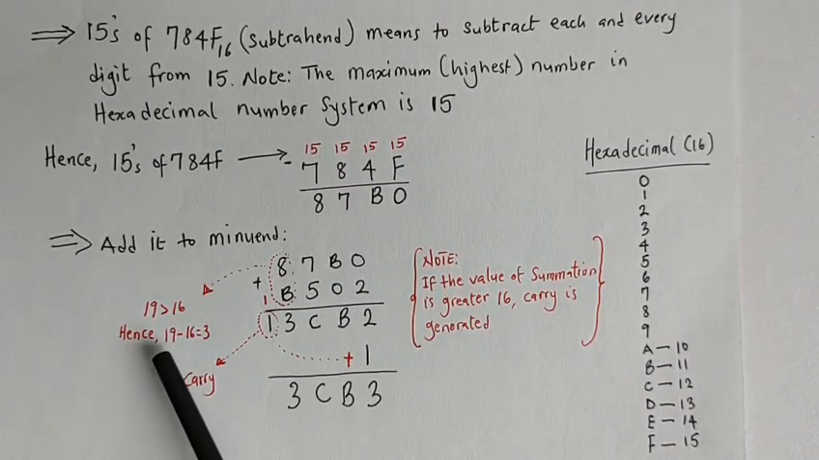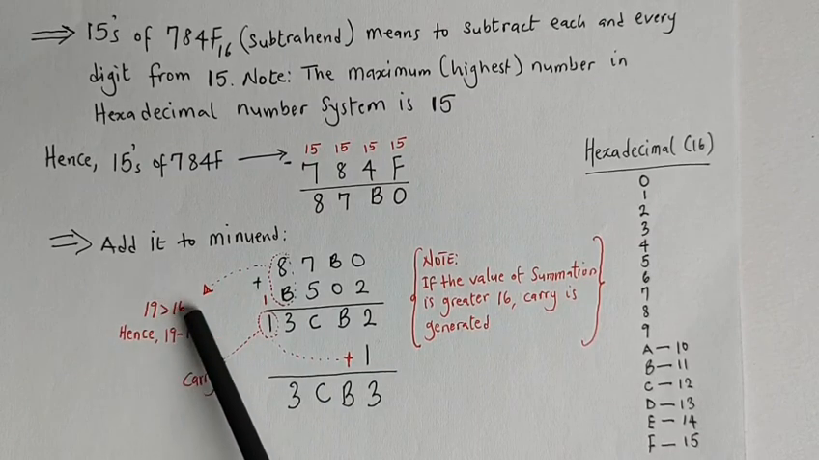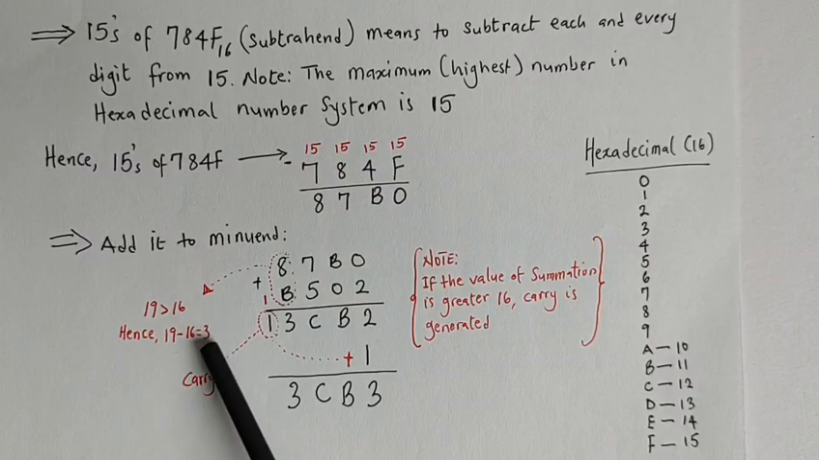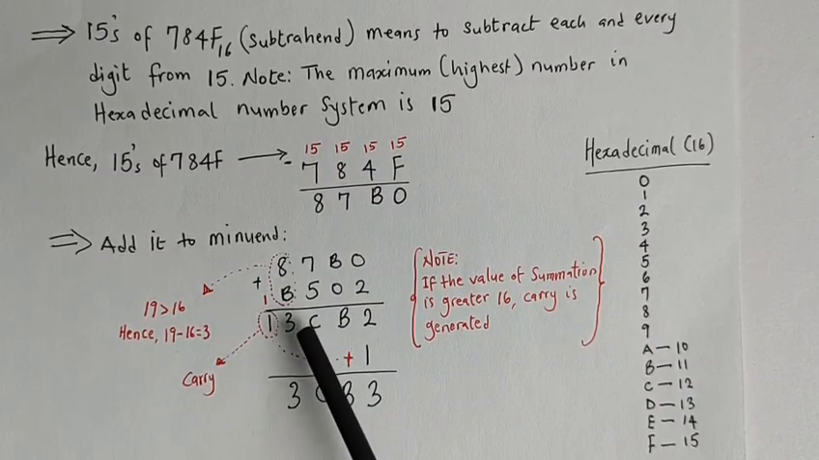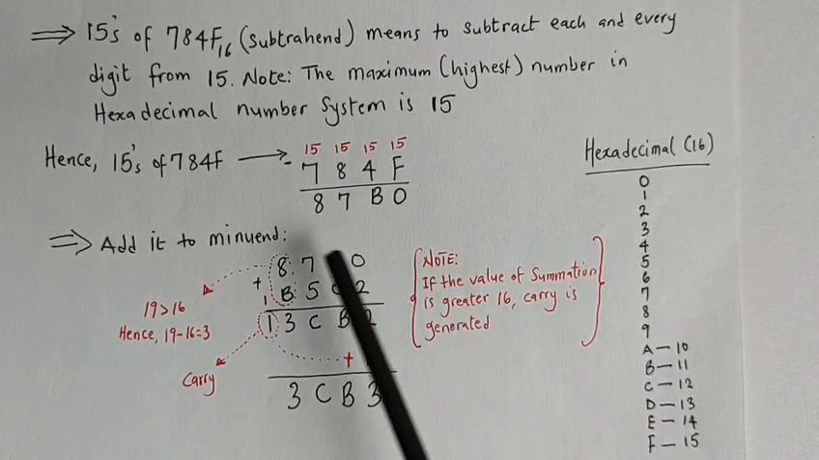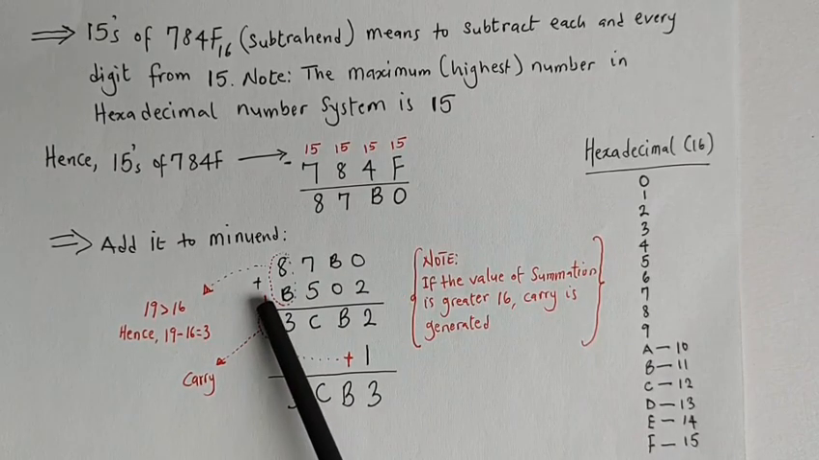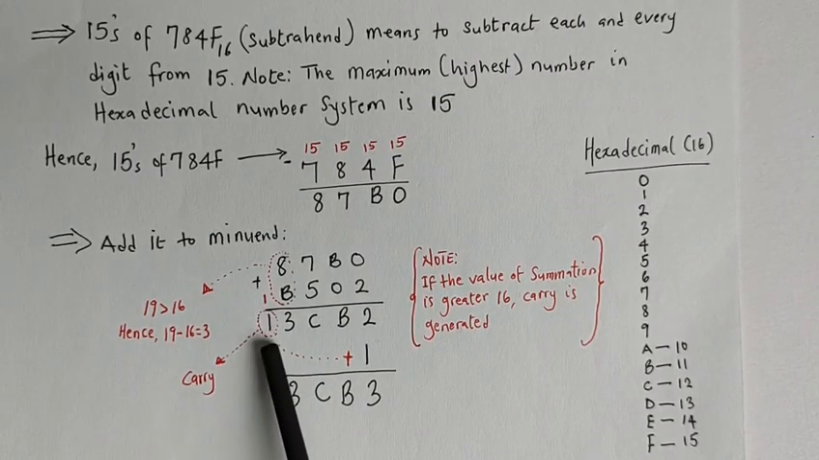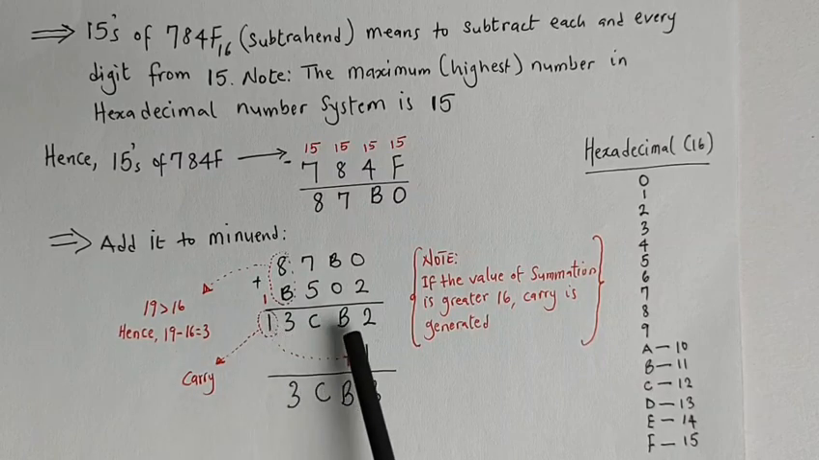We need to say 19 minus 16. We have to subtract 16 from the value 19, and if you do that, you're going to get 3. That is how we got 3 at this point. And then the carry that has been generated, this is the carry indicated in this red ink. Once we have carry there, we'll bring it down at this point. So we have 1, 3, C, B, 2.